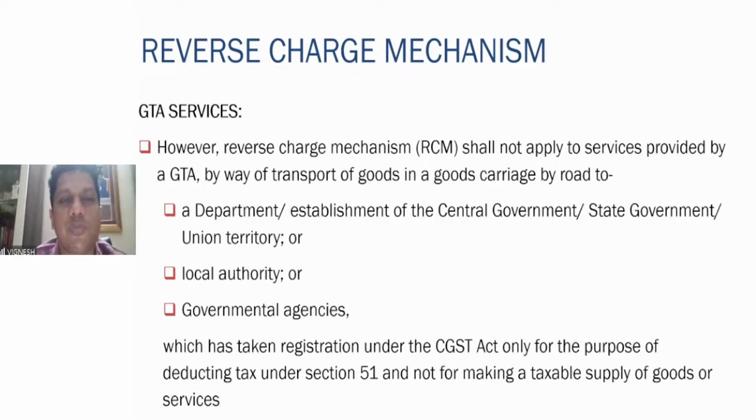That is services provided by transport of goods to department, central government, state government, local authority, government agencies, which have taken GST registration under CGST only for the purpose of tax deduction under 51. Section 51 of the CGST Act talks about tax deducted at source in case of supplies made to the central government or local authority of more than 2,50,000.